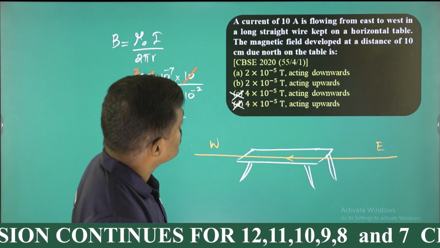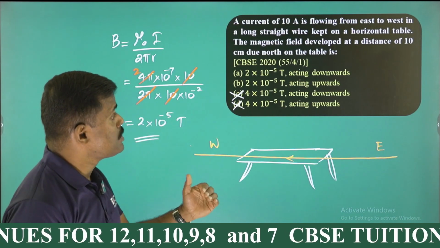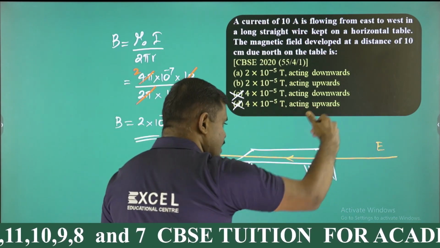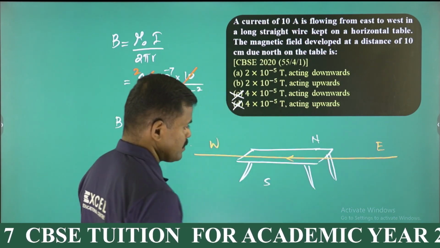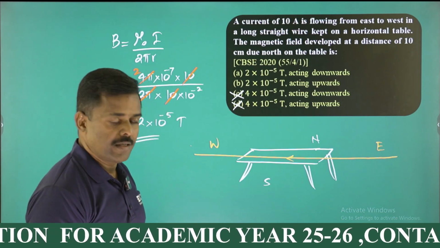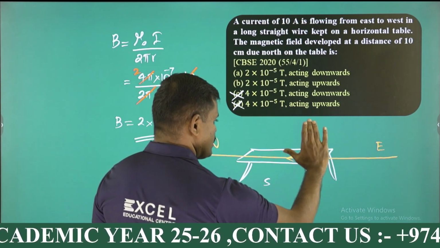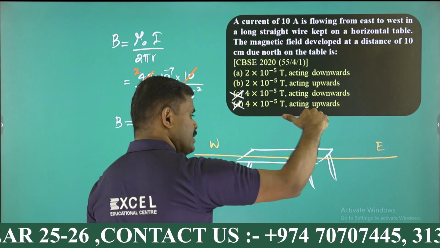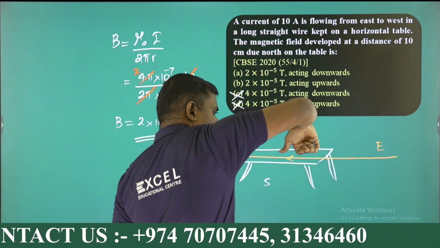Look at that. The magnetic field developed at a distance of 10 centimeters due north on the table. Where is north? North is on that side, south is on this side. This is north, this is south. Okay. And how to find the direction of magnetic field? Look at this. You keep the thumb in the direction of current. Other fingers, look at that. It's going on the other side. On the other side of the wire, it's going down, and on this side of the wire, it's coming up.